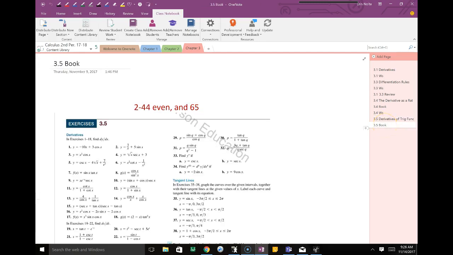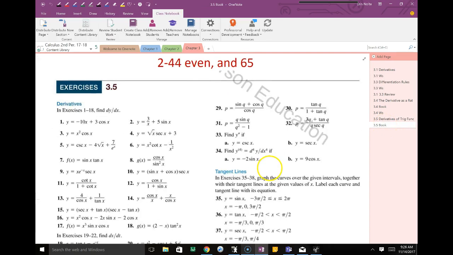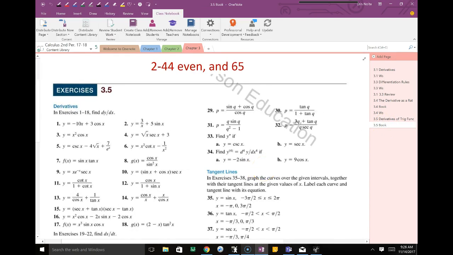All right, so I think I've distributed this into your OneNotes, but your assignment is 2 through 44. It's actually not 65 at the bottom, it's 63 there at the bottom. So that's your homework. You guys still have about a good 45 minutes, so I highly suggest you use your time wisely here to ask questions.